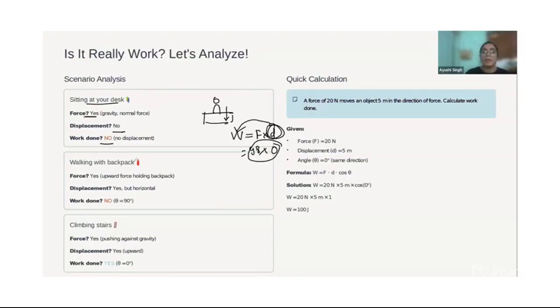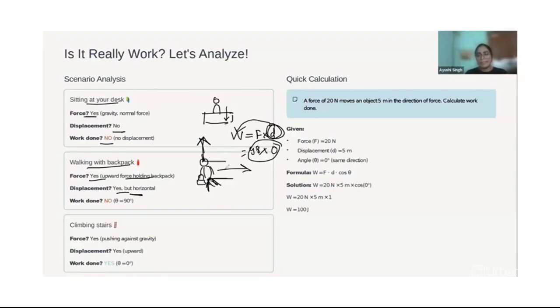done is 0. Walking with a backpack. So force is there. Yes. Upward force holding the backpack. You are holding it upward. And displacement, yes, but horizontal. So even if you are holding your backpack, for example, you are walking like this and you are holding your backpack up in the upward direction, let's say. Okay, and you are walking. So what happens? Let's say you are walking in this direction. Okay, that's very bad. Right? So what happens? You're walking in the horizontal direction, but the force you are applying is upward.